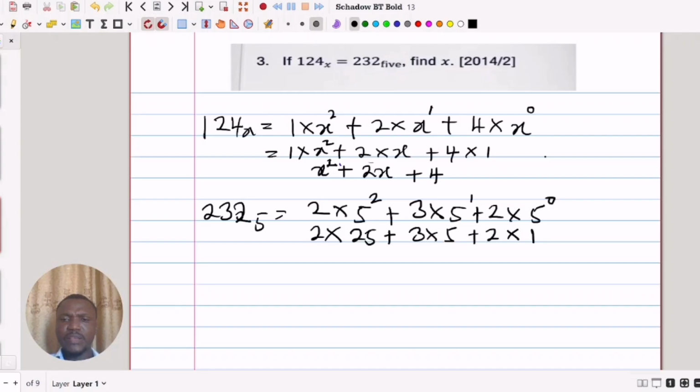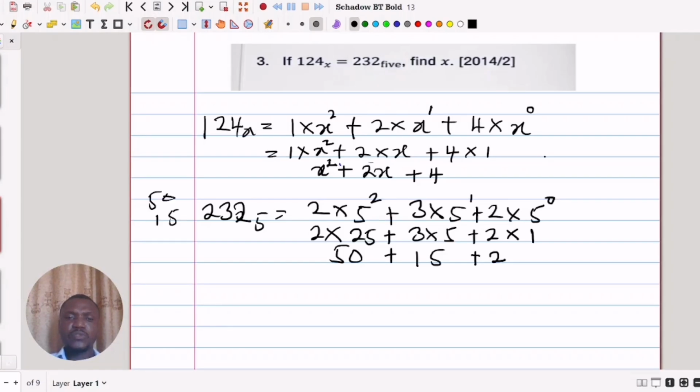So 2 times 25. What is 2 times 25? That will be 50. And 3 times 5 is what? 3 times 5 is 15. Plus 2. So 50 plus 15. If you don't know that, you can do it in your rough calculation. So it's going to give you 65 plus 2. That will be 67. So this is 67. So you can now go back to this question.